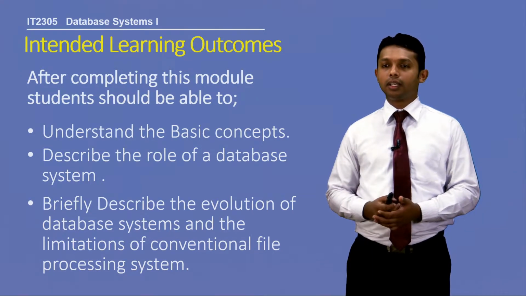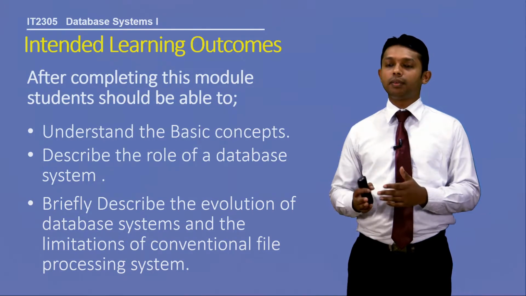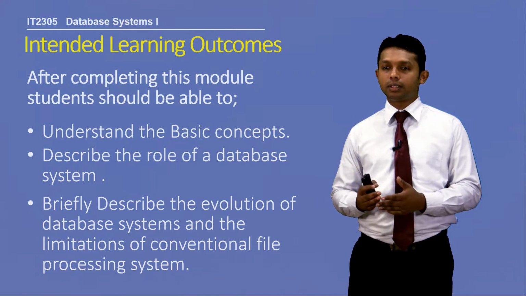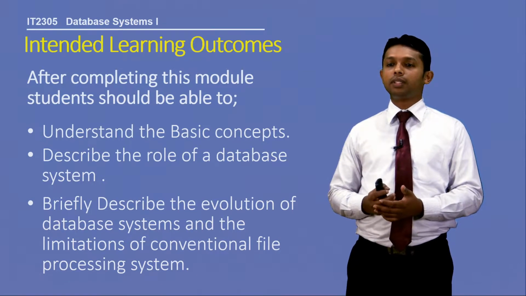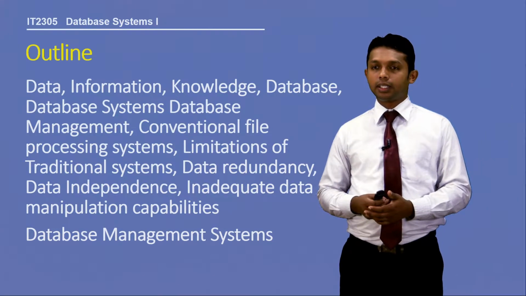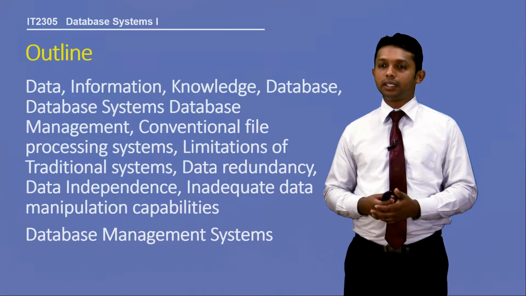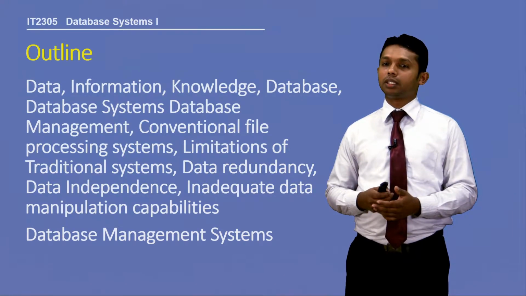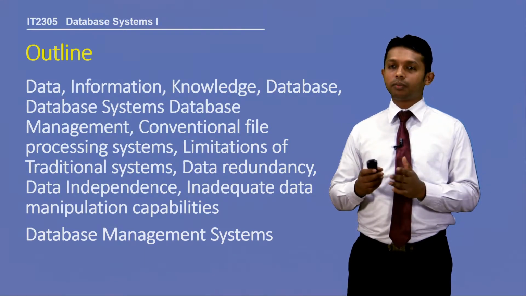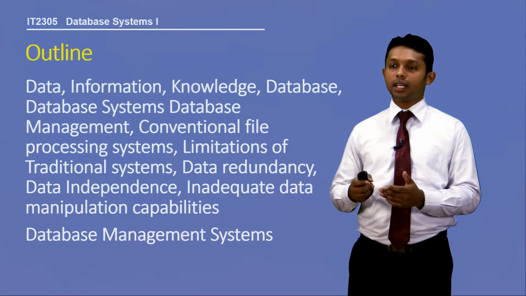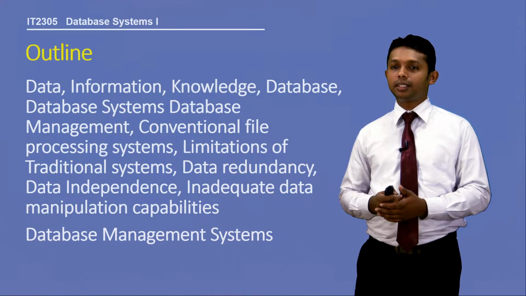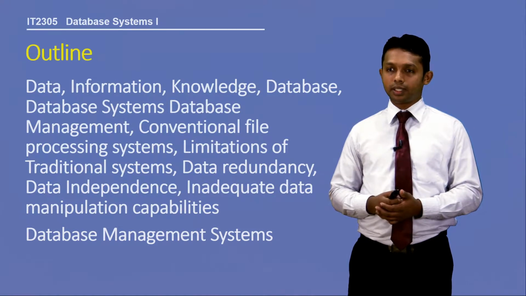In the latter part we are going to discuss what the difference is and how the evolution happened between the database systems and the limitations of the conventional file processing system. Further, if I describe the outline of this part, we are going to discuss data and information, and from the information how people started to get knowledge, and what a database is, what a database system is, and what a database management system is.